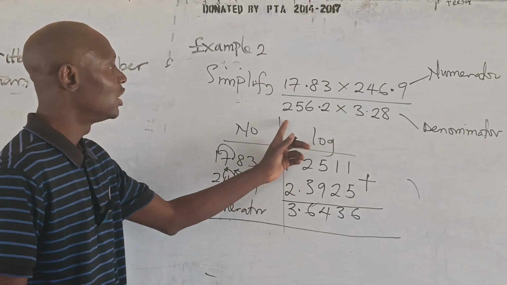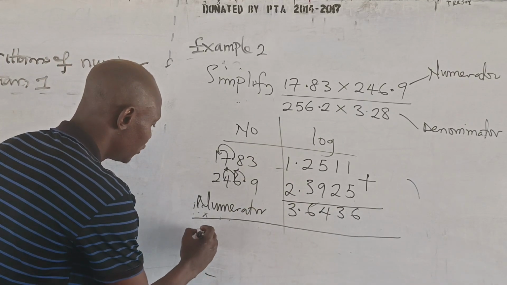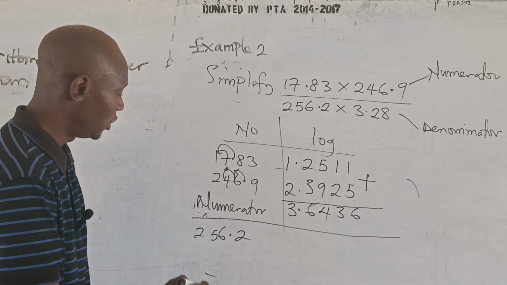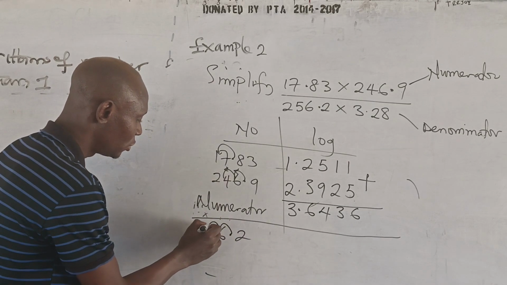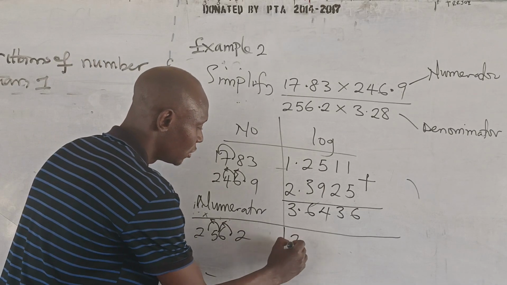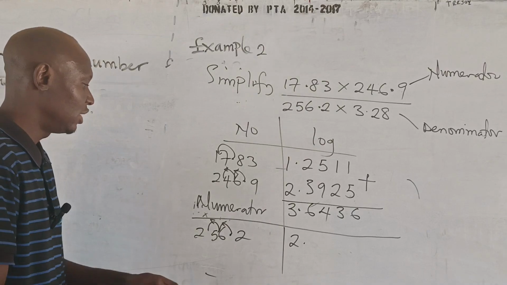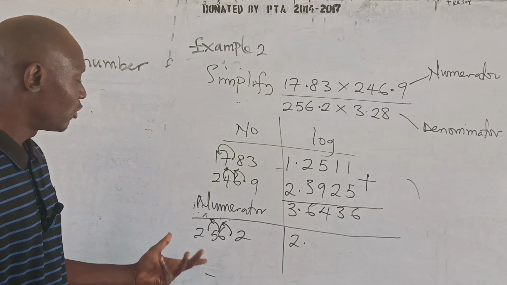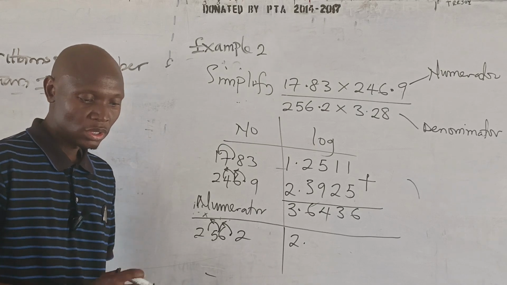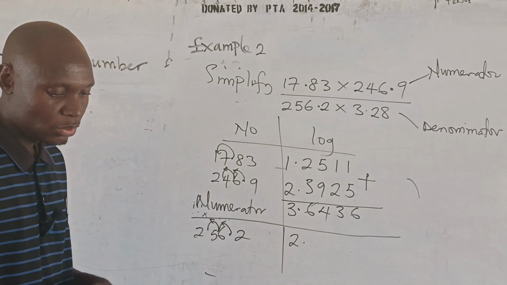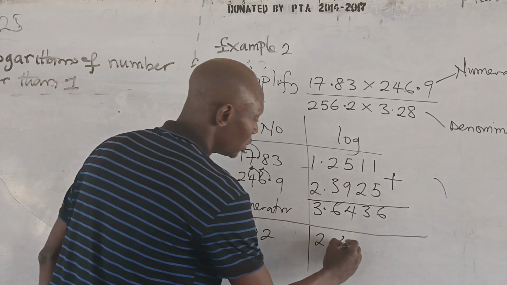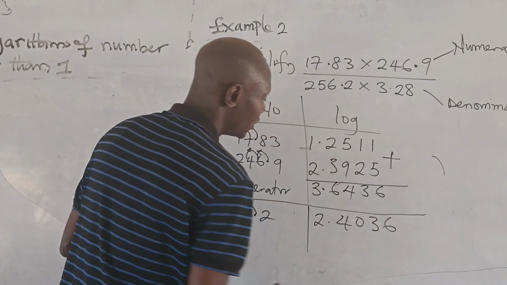Then we go to the denominator now. We have 256.2. So here the point will move 1, 2 to the left hand side. So this will give us 2. Our integer will be 2. So here we are going to look for 25 under 6 difference 2 in our log table. 25 under 6 difference 2 will give us 4036.